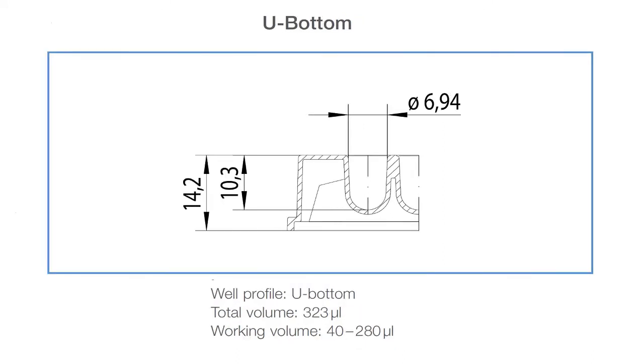The fifth type of 96 well plate is U-bottom plate. The letter U describes the round bottom shape. It has no sharp corners to facilitate easy and residue-free pipetting. The total volume of each well equals 323 microliters and the working volume of each well equals 42 to 280 microliters.